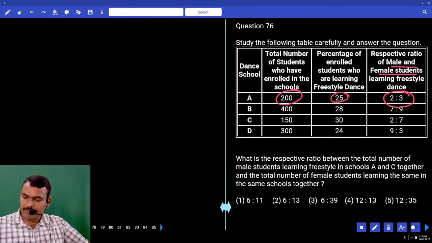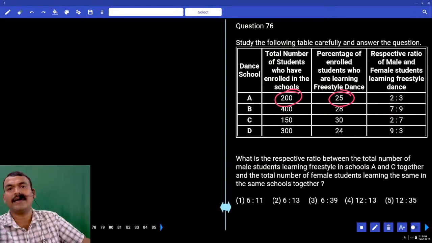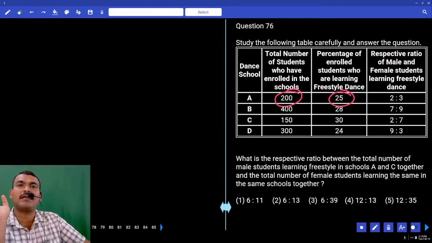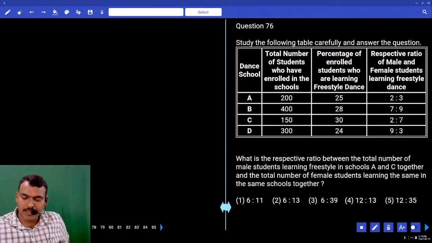Okay, what is the first question? If you require data, then use the values. Out of 200, 25% are freestyle dance, means remaining 75% are other than freestyle dance, or not? Okay, what is the first question? What is the respective ratio in the total number of male students learning freestyle in schools A and C together and the total number of female students learning the same in the same schools together or different schools? Same schools.